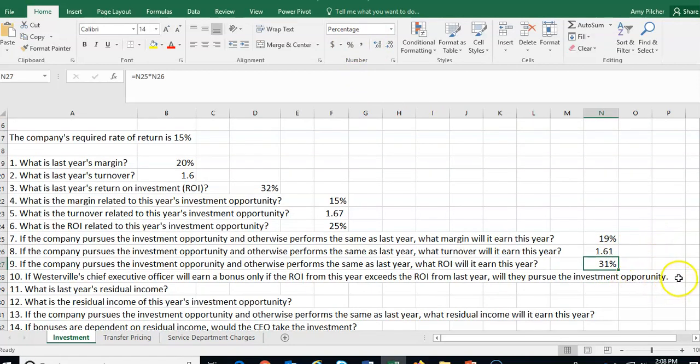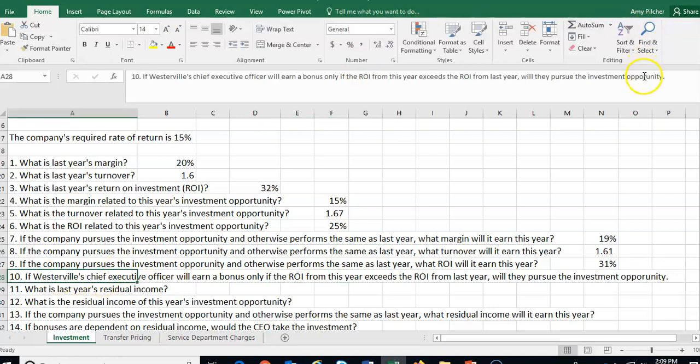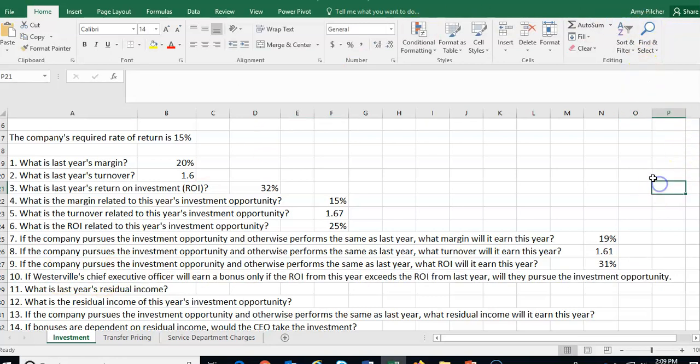Question 10 says, if we earn a bonus only on our ability to exceed ROI from the previous year, would we take on this opportunity? So if our return on investment was 32% last year, and taking on this investment makes our return on investment drop 1 percentage point, the chief executive officer would not be inclined to take on that investment because it is lowering the thing that determines their bonus.